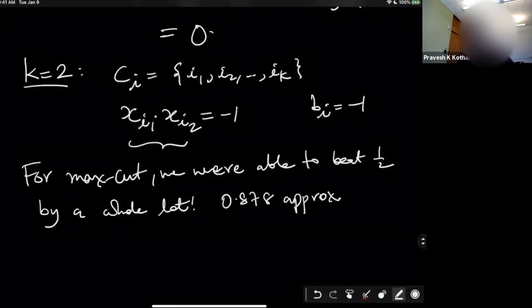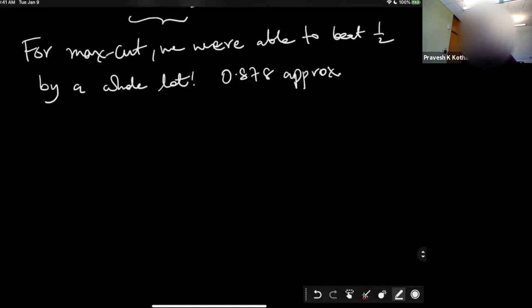So you can ask, well, now we have a generalization of the max cut problem. Can we do that here? It turns out that you may already have experienced examples where the number 2 and number 3 are very, very different. Here is one more example of it.